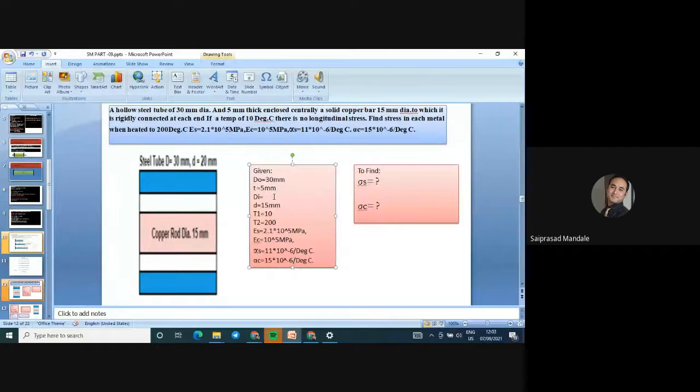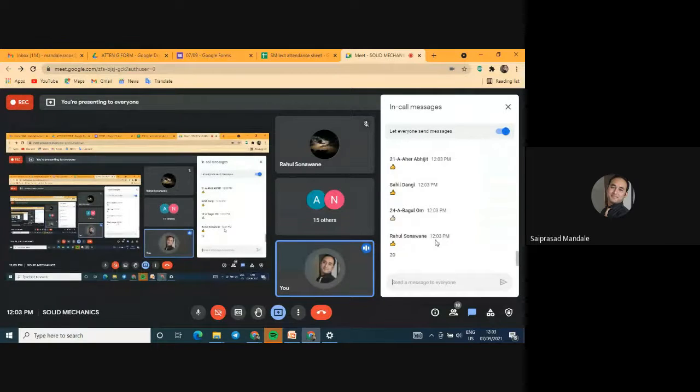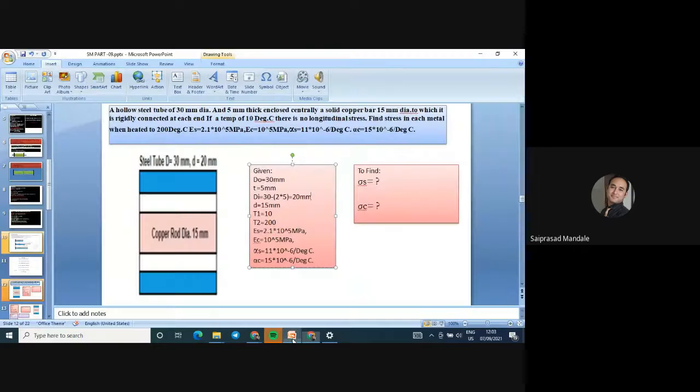So let me check. Your answer is wrong. You are saying 25, but look here. This is a steel tube with an external diameter of 30 and a thickness of 5, so 5 on each side and 10 is reduced. So 30 minus 2 into 5 is equal to 20. This is 5 thickness and this is 5 thickness, so 30 minus 10 is equal to 20. Everybody has to be very careful. Numericals are very easy, but they need some focus and concentration.